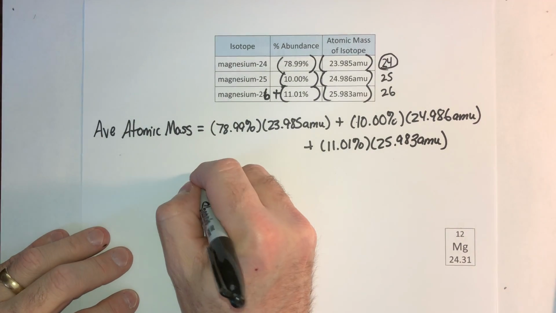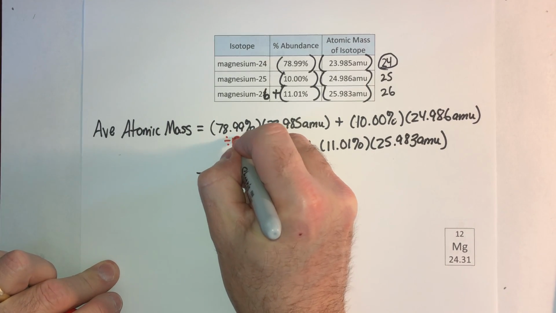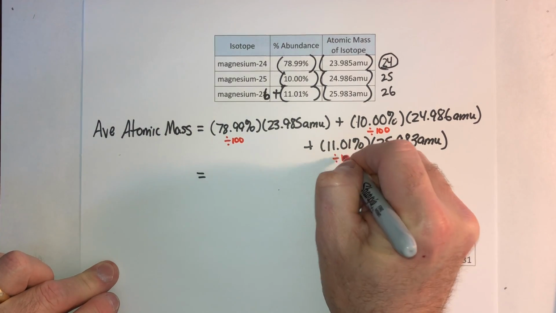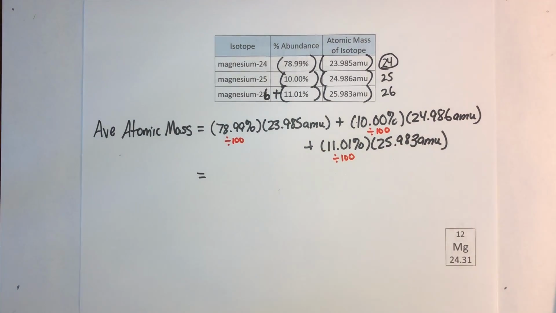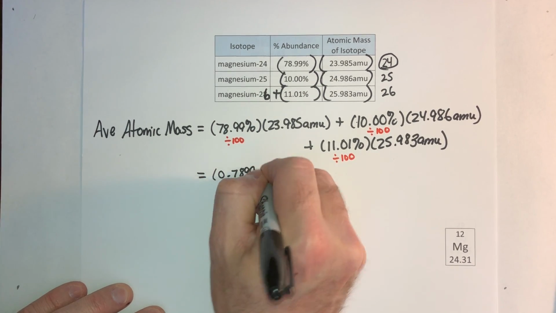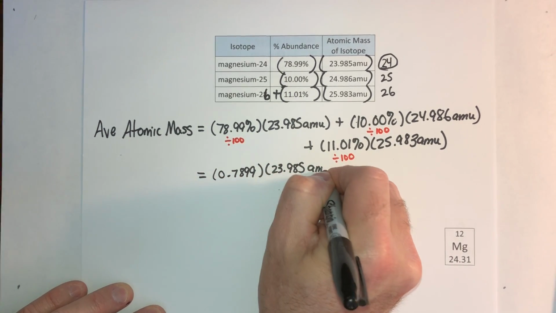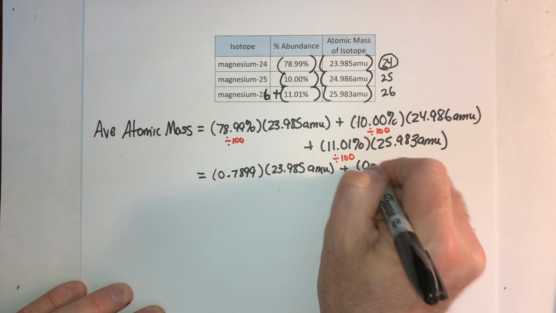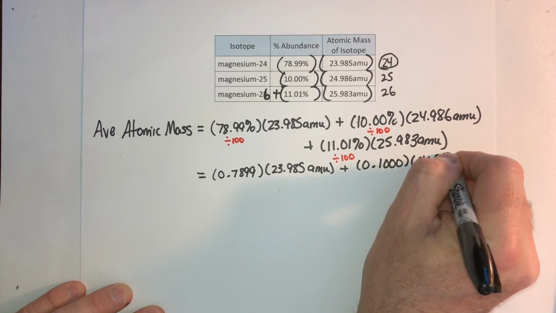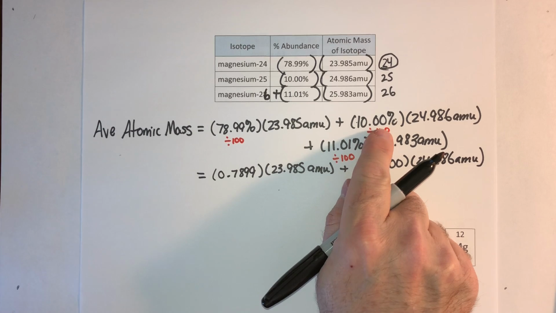Now, just like the last time, you can't multiply if you've got a percentage. So this has got to turn into a decimal, this has got to turn into a decimal, and this has got to turn into a decimal. So that would become 0.7899 times 23.985 atomic mass units plus 0.1000 times 24.986 atomic mass units. Now, see how this 10 had 3 zeros at the end?